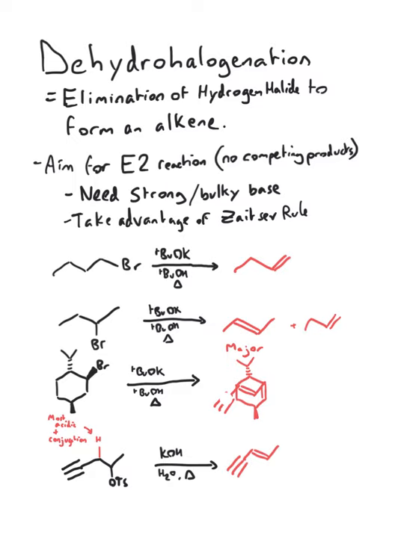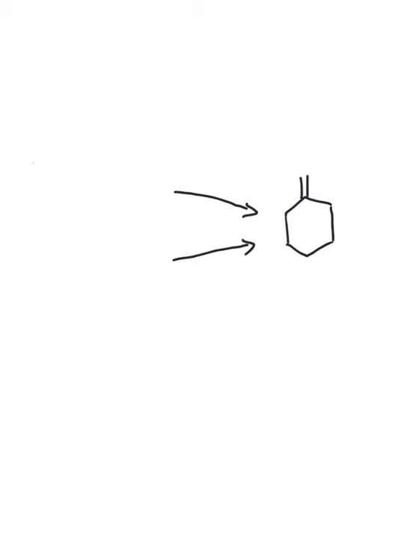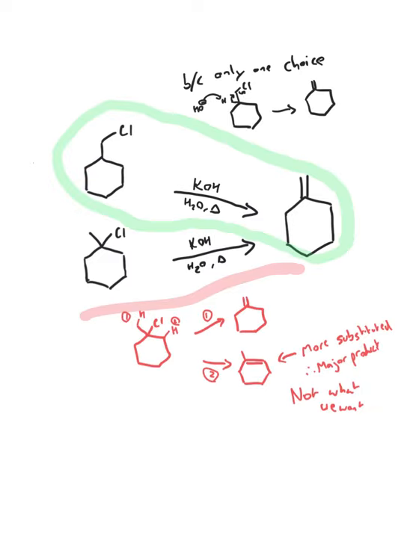So say you want to form this product. Which one of these two starting materials would be better if we were using the conditions of potassium hydroxide and water with a lot of heat? Justify your answer. You may pause now. And here's the answer. Notice that you need to have a halogen terminal to be able to form a terminal double bond. Otherwise, Zaitsev rule will define the product.